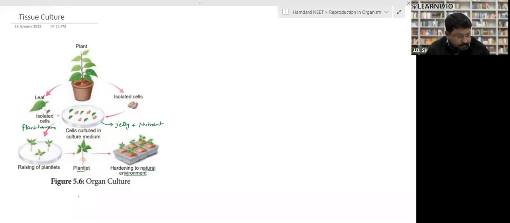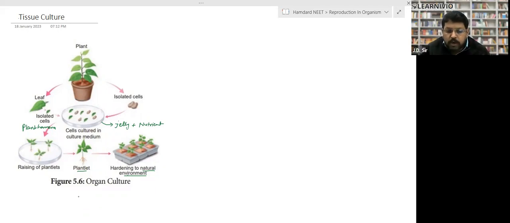Note it now. Different hormones are used to stimulate development of root and shoot.